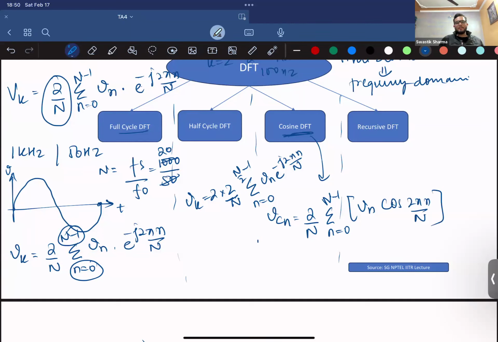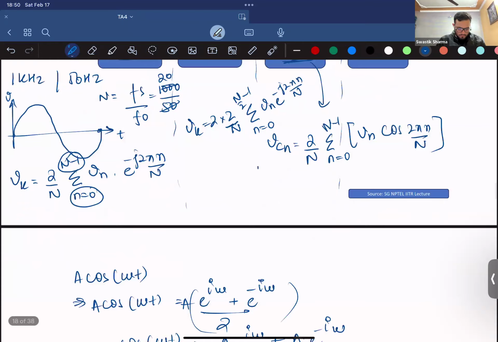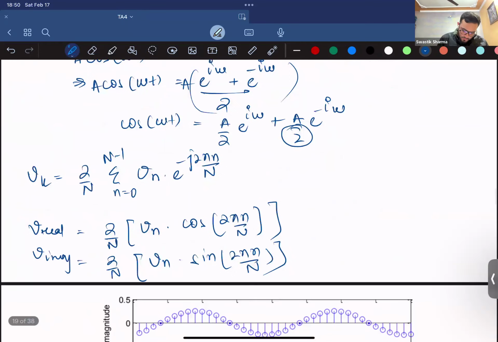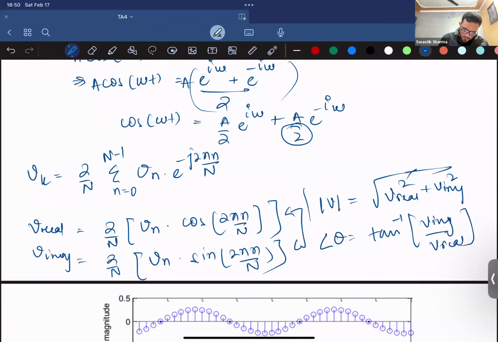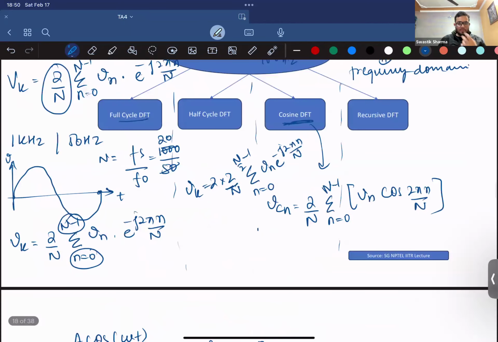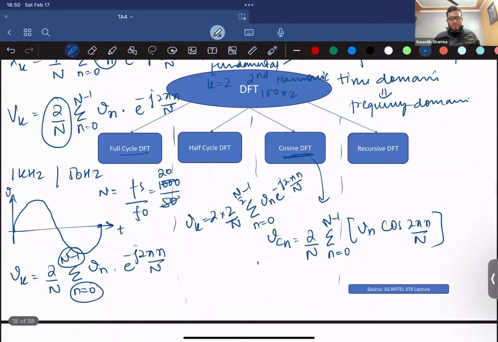Right. Now, can anyone tell me how cos and sine functions are related to each other? One more thing. If you have these two real and imaginary parts, you can get the magnitude, right? It would be square root of V real square plus V imaginary square, and the phase angle will be nothing but tan inverse V imaginary upon V real. So that's how these phases are calculated. I thought that was pretty evident, but yeah. So can anyone tell me how cosine and sine functions are related to each other? Anyone?